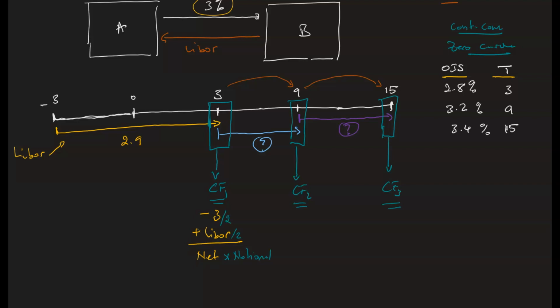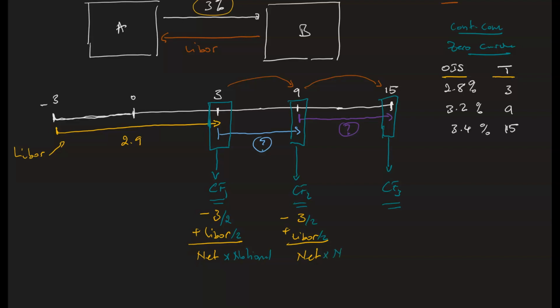For the second one, what we're going to have is still a minus 3% plus LIBOR, and we're going to find the net amount again, and we're going to multiply that by the notional. So divided by 2 here, divided by 2 because semi-annual, and multiply by notional.